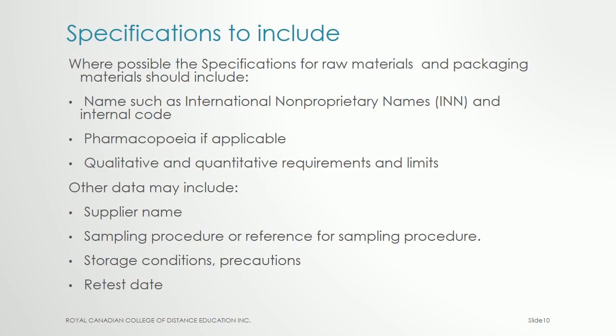Where possible, the specifications for raw materials should include names such as international non-proprietary names (INN) and internal code, pharmacopoeia if applicable, qualitative and quantitative requirements and limits. Other information may include supplier name, sampling procedure or reference for sampling procedure, storage conditions, precautions and retest date.